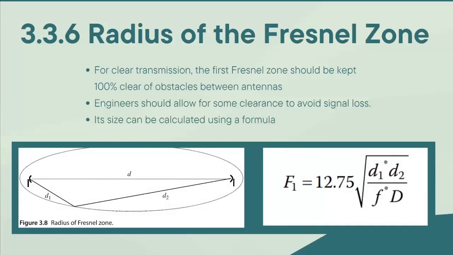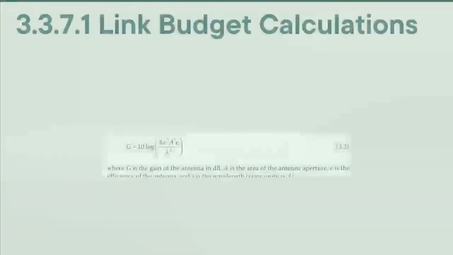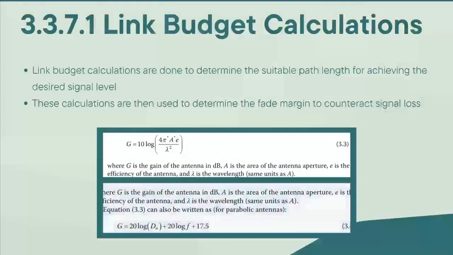As you can see, D1 and D2 are the distances from the antenna to any given point on the ellipsoid. F is the frequency, and D is the linear distance between the antennas. So as you can see from the formula here, this is how the size can be calculated. Moving on to the next slide, it's about the link budget calculation.